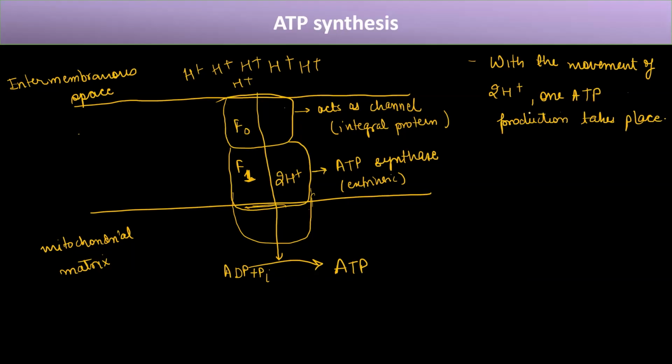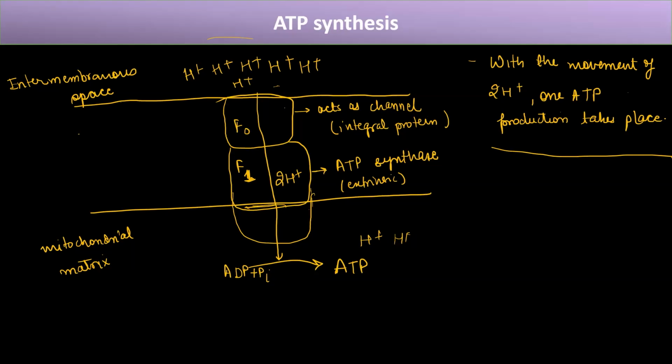So now we understood this thing. This point is important. Now let's go back to our NADH and FADH2. This is how ATP production is taking place. Simply, once the hydrogen ions get accumulated in the intermembrane space, they start coming back to the mitochondrial matrix, and when they come back, they cause conformational changes in this ATP synthase or F1 particle that lead to the formation of ATP. So with two hydrogen ion movement, one ATP production is taking place.